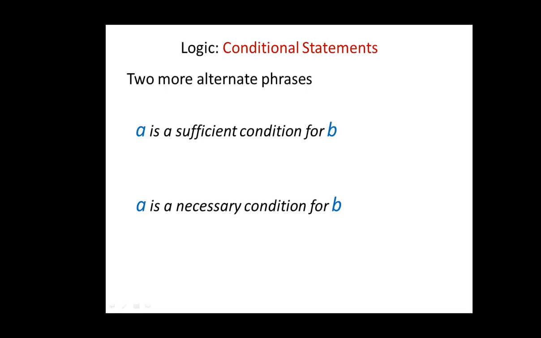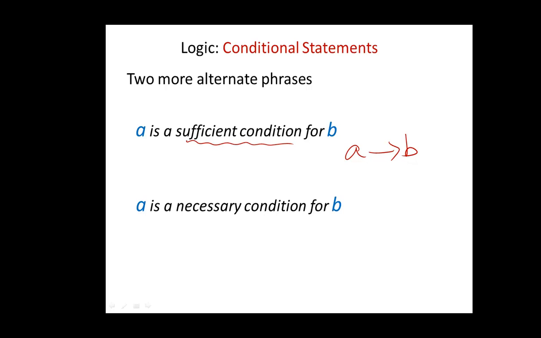A is a sufficient condition for B. Let's think about what that means. A is enough, it's sufficient, or it's enough to say we have to have B. That's going to be A implies B. A is enough to say we have to have B.